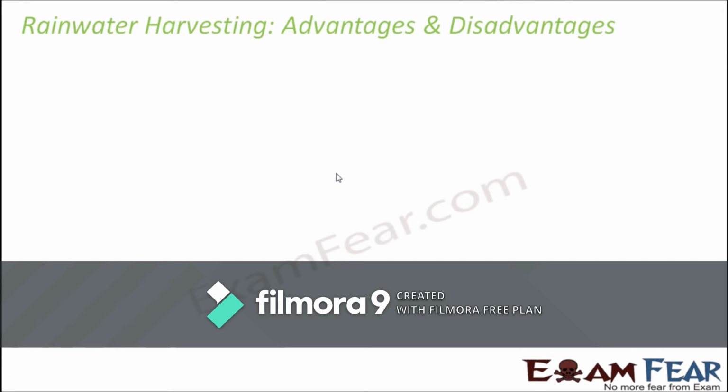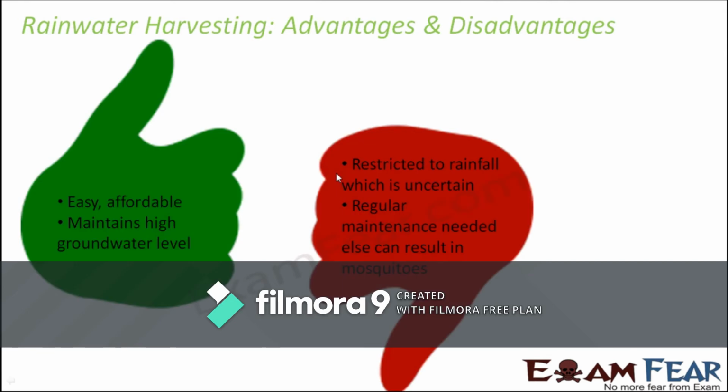So rainwater harvesting has its own advantages and disadvantages. In terms of advantages, it is very easy and affordable, with not very high maintenance cost. It maintains a high groundwater level because we allow some amount of water to flow into the soil. That means we are also increasing the level of groundwater, which is indirectly going to help us.